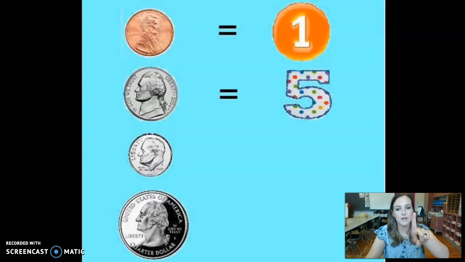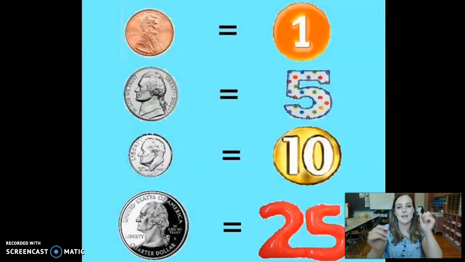A penny is one. A nickel is five. A dime is 10. And a quarter's 25.